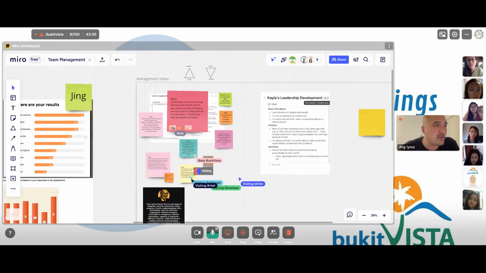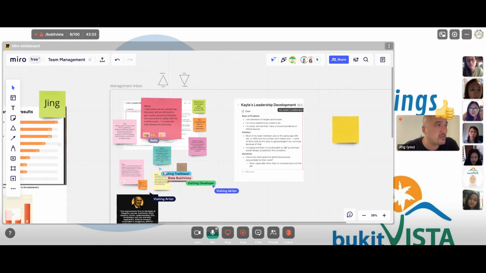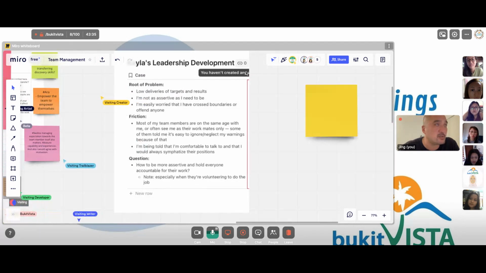Okay, while everybody votes on that, let's go ahead real quickly to the next topic, which was brought up by Kyla. We have about 15 minutes to finish our discussion on Kyla's topic, okay? So Kyla's talking about the root of the problem is that we have low performance, and Kyla feels that she's not as assertive as she needs to be, and she's worried that she might be crossing boundaries and offending people, okay?